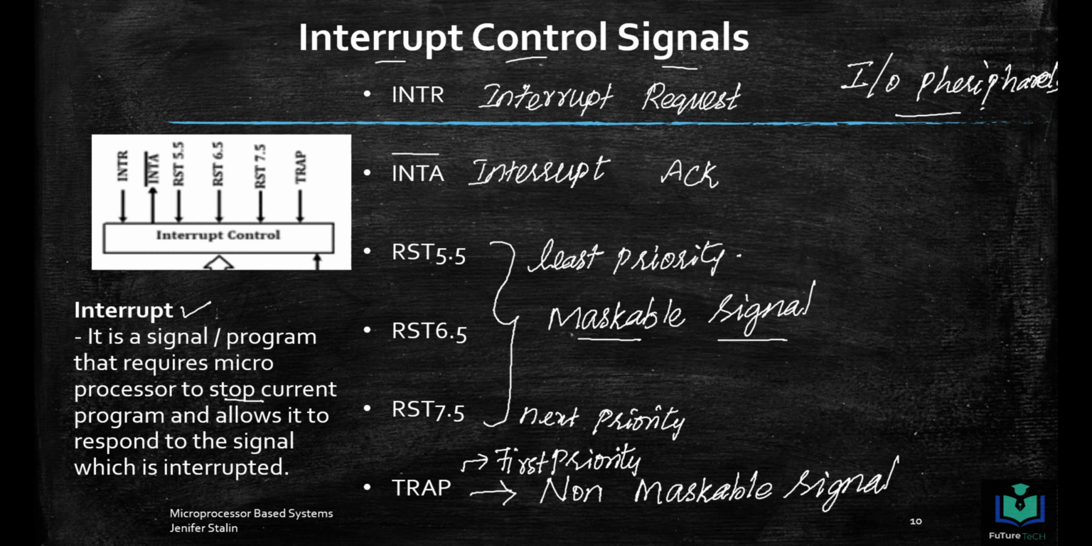We have three RST signals. Out of the 3 RST signals, the first priority is given to the 7.5 signal, which is followed by 6.5, and the least priority is given to the RST 5.5 signal. These RST signals are maskable signals, and there is one more signal called the trap signal, which is a non-maskable signal, and the highest priority is given to the trap signal.